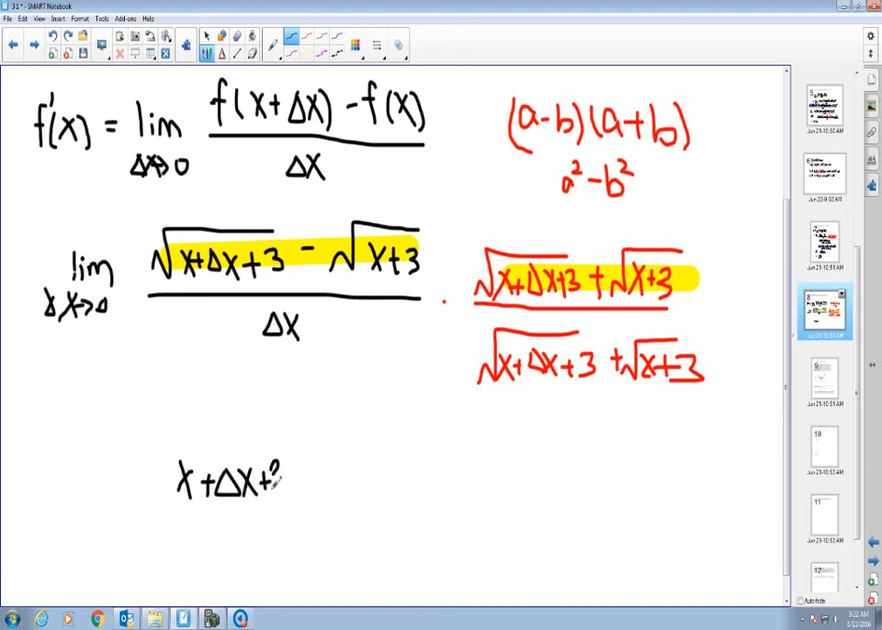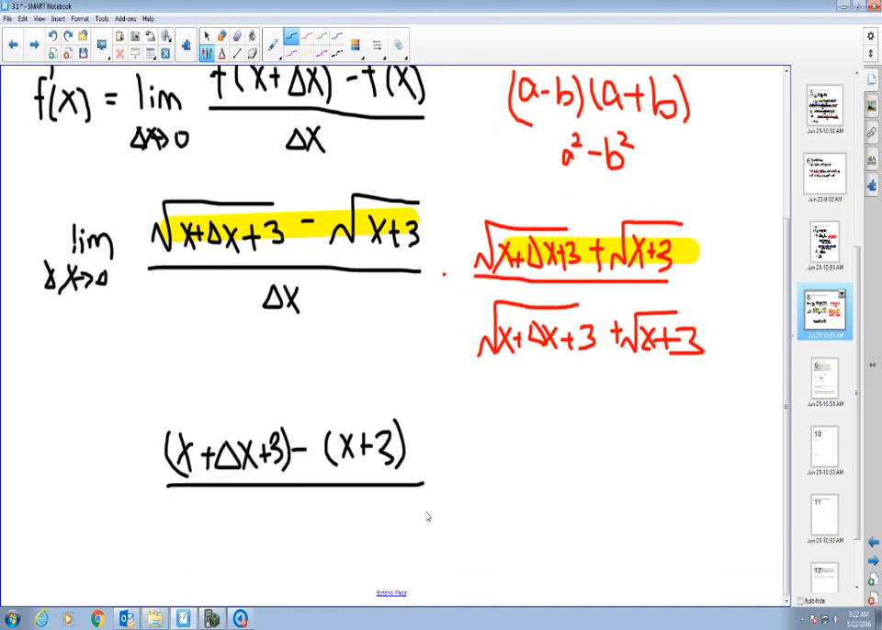So that will be this minus my x plus 3 when I conjugate it, over my denominator. I'm not going to multiply this out. It would just be delta of x times the square root of x plus delta of x plus 3, plus square root of x plus 3.